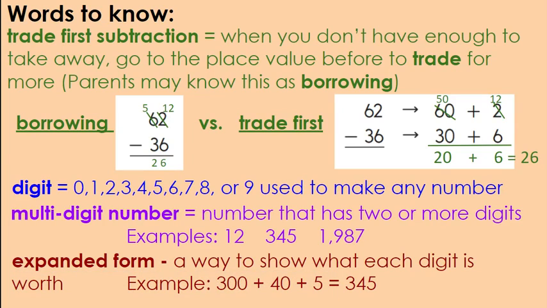Expanded form is a way to show what each digit is worth. For example, 300 plus 40 plus 5 equals 345. The 3 in 345 is worth 300. The 4 is worth 40, and the 5 is worth 5. And we see that in that expanded form.